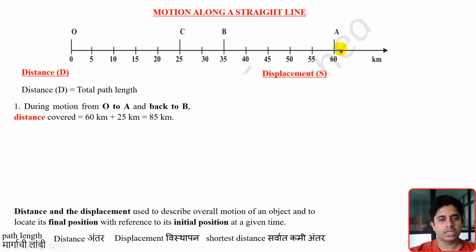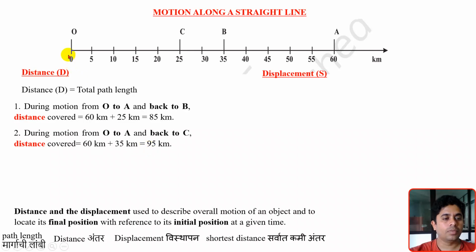O to A path length is 60 kilometer, and from A to B the path length is how much? 25 kilometer. How is it 25? Simply we will measure the intervals. How many intervals are there? 1, 2, 3, 4, 5. 5 intervals. 5 into 5, 25 kilometer. So 60 plus 25, it is 85 kilometer for the journey from O to A and back to B.